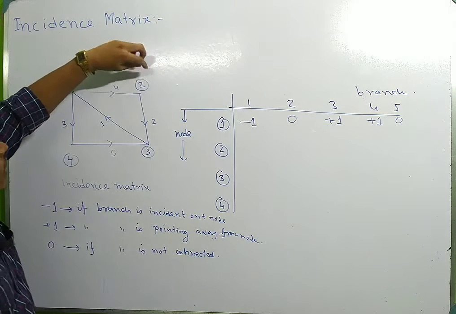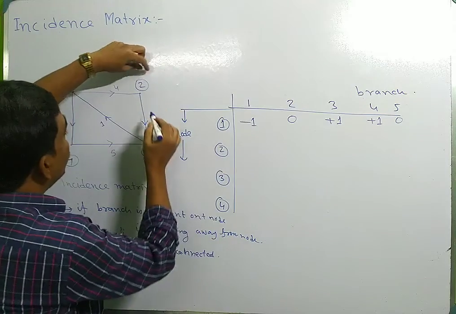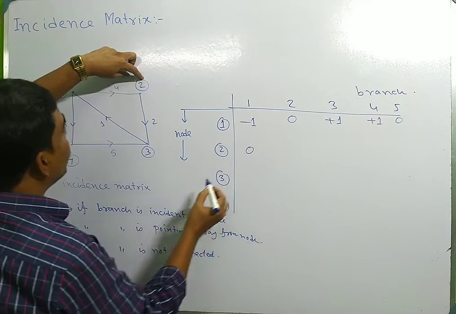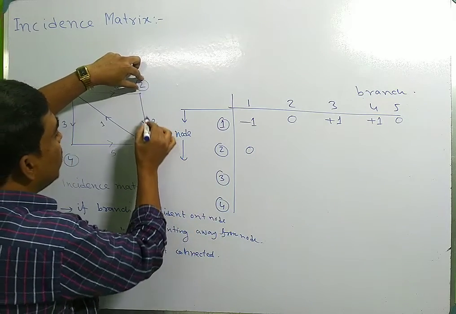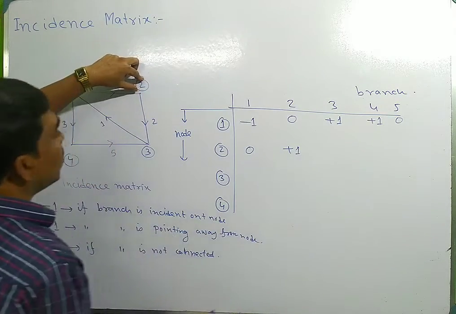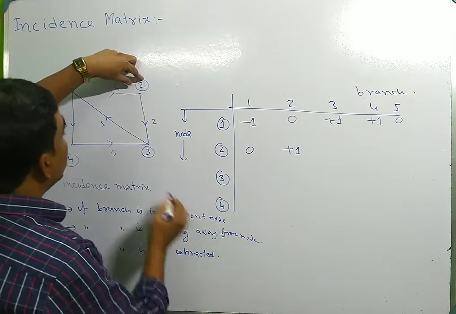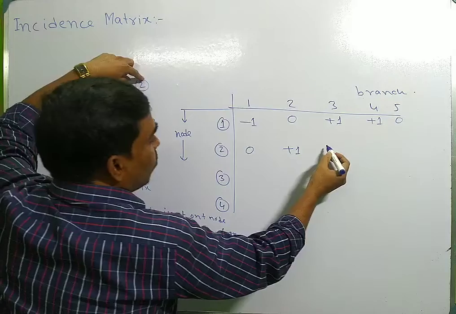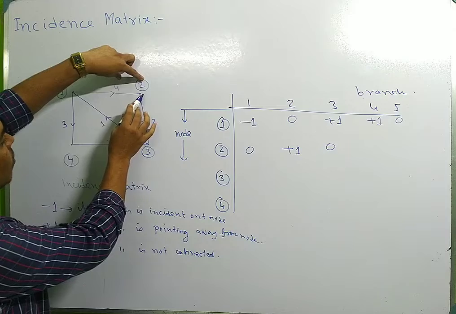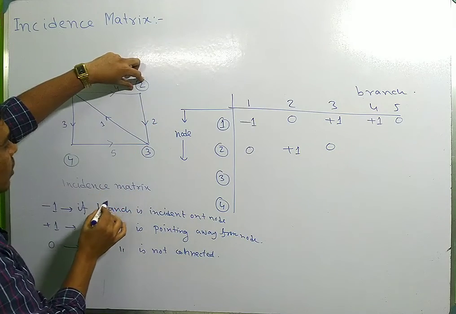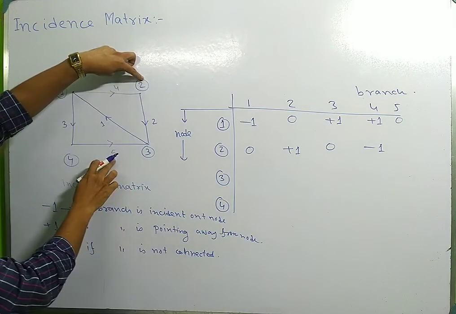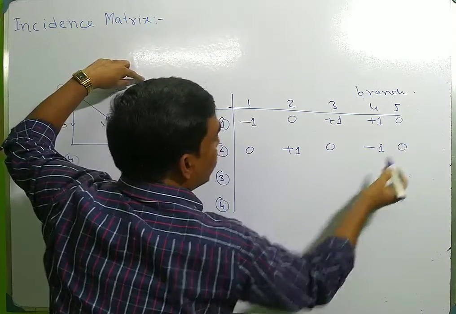Now node 2. Branch 1 is not connected to node 2, so it is 0. Branch 2 is connected to node 2 but is away from this node, so it is plus 1. Now branch 3 is not connected to node 2, so it is 0. Branch 4 is connected to node 2, pointing into this node, so it is minus 1. And branch 5 is not connected to node 2, so it is 0.